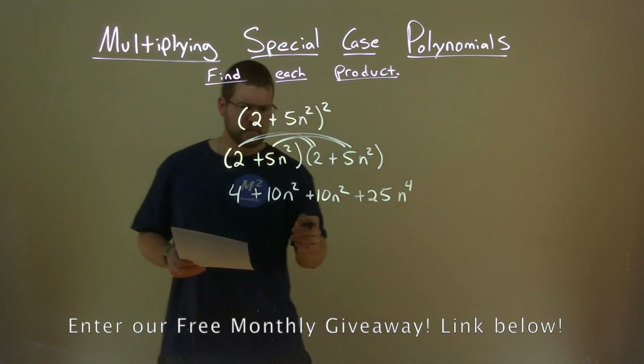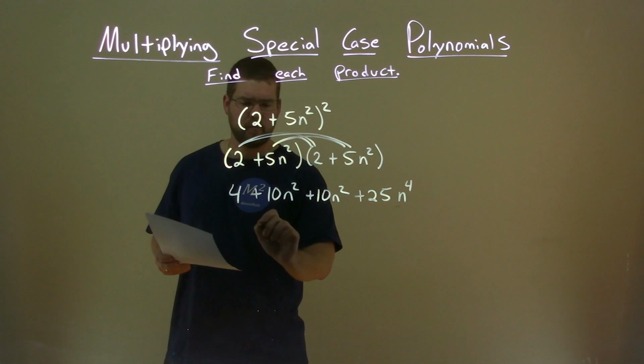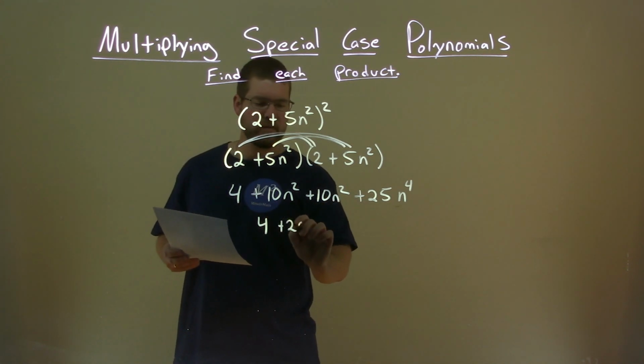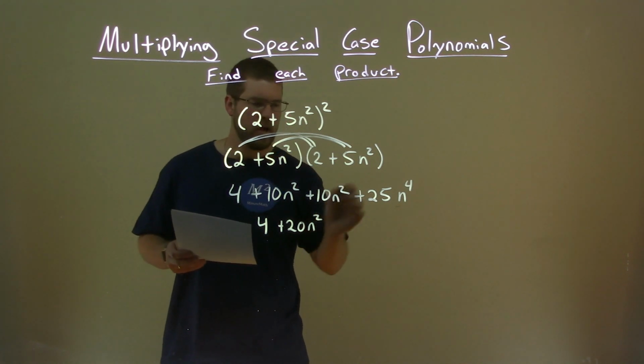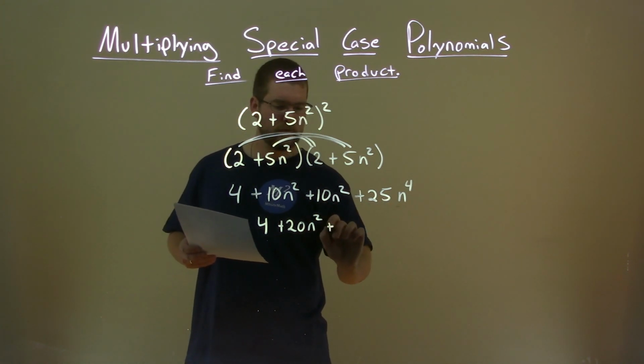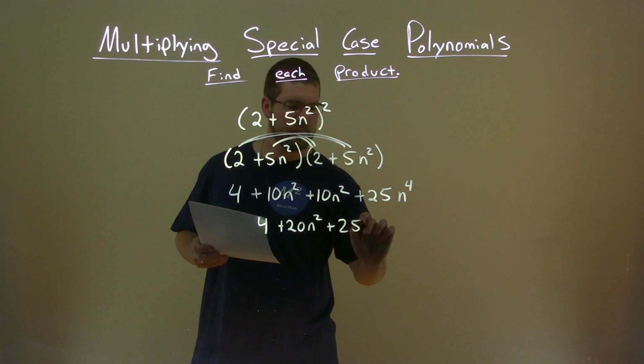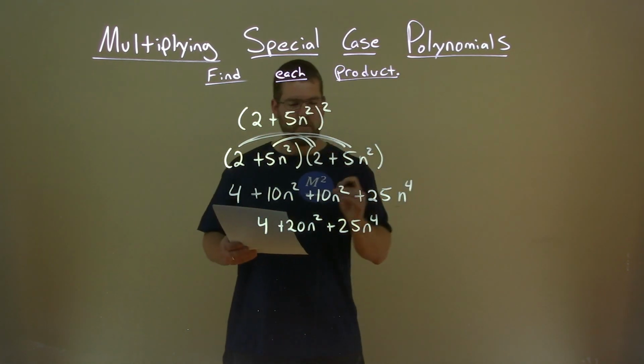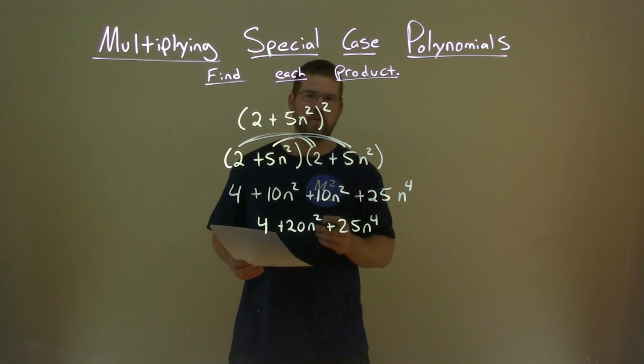From here, we need to combine our like terms. 4 is by itself, but 10n squared plus 10n squared is 20n squared. Bring down the 25n to the fourth. There's no like terms there. And we have our final answer. 4 plus 20n squared plus 25n to the fourth power.